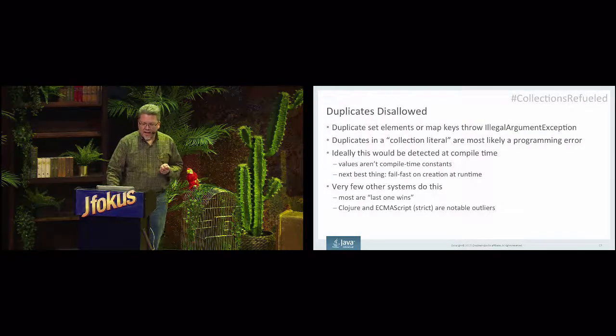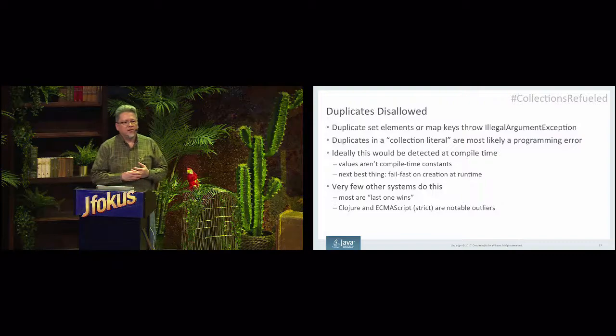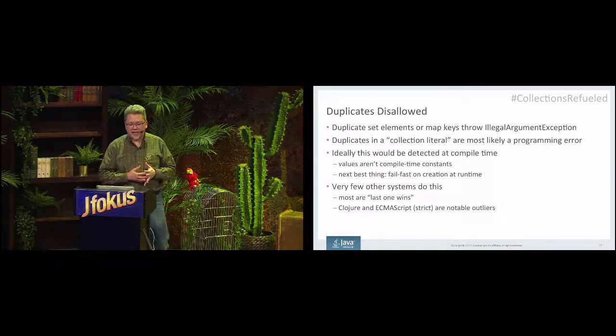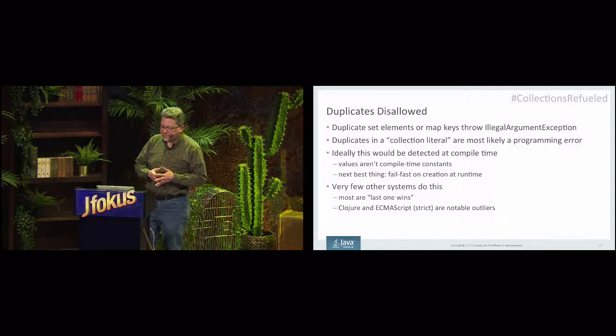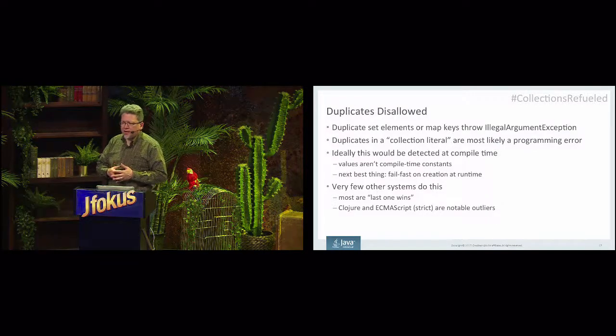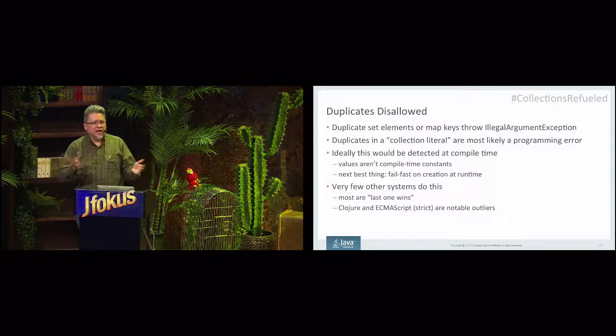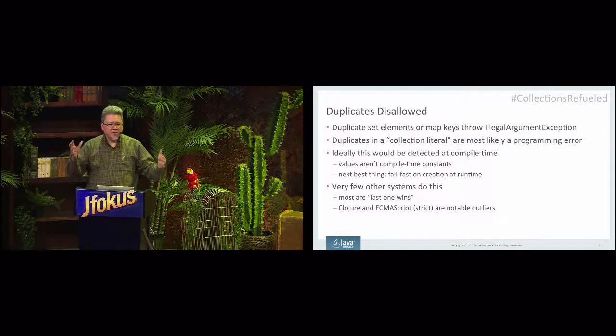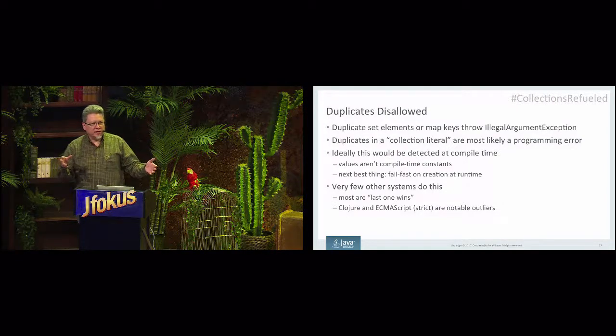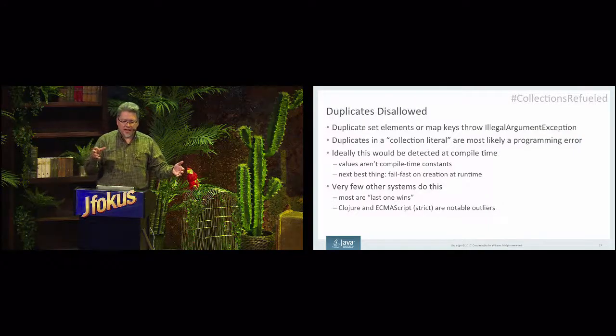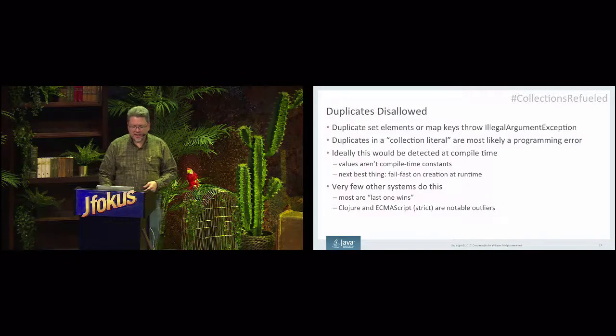OK. Duplicates are disallowed. So we check when we're initializing a set to make sure that there are no duplicate set elements or duplicate map keys. And I think the thinking here is that if you're initializing a collection and you're listing out all the elements, if there are duplicates in those elements, you've probably made a mistake. And so I think this is something that most other systems don't do. But the fact is, this does catch errors.